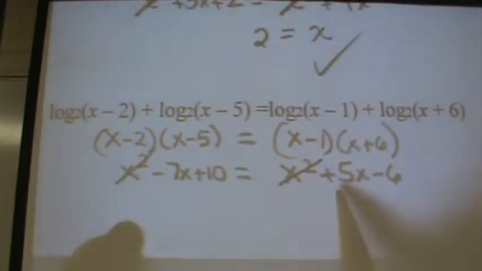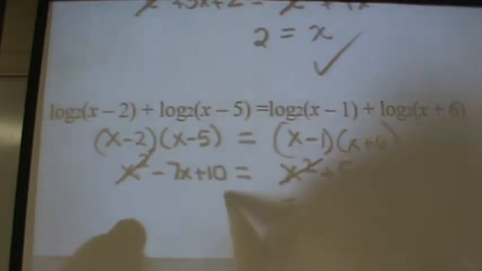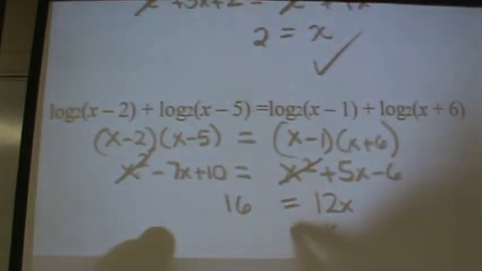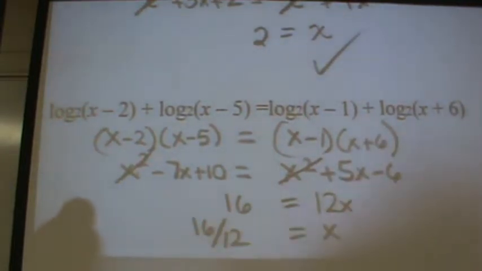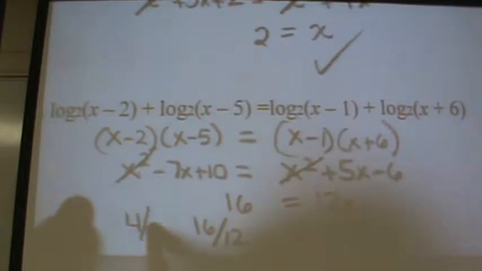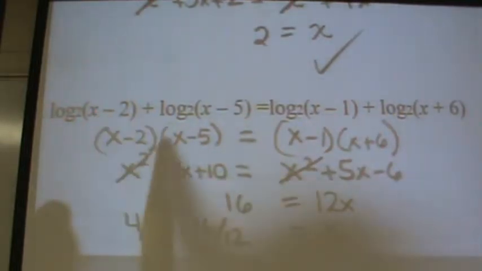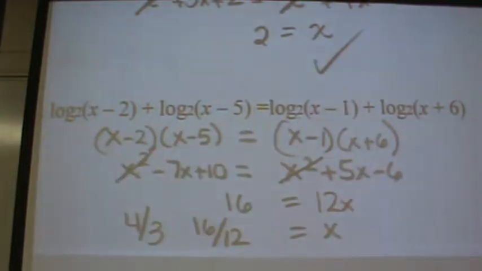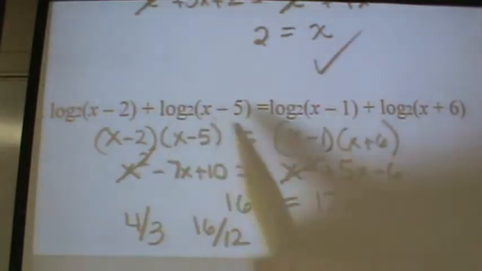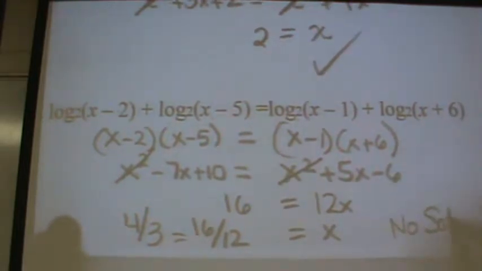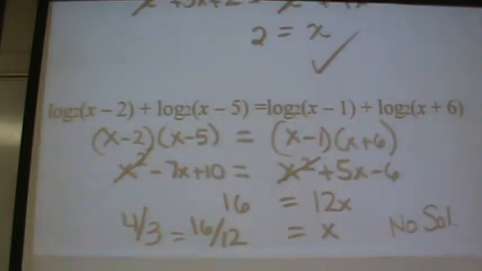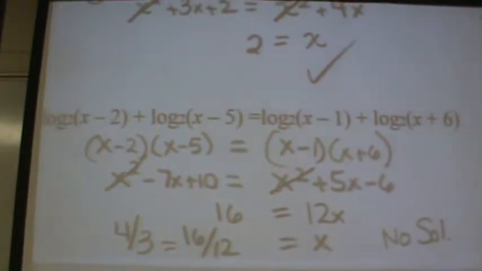If I added 7x to 5x, I get 12x. And add 6 to 10, you get 16. And your answer is 16/12. And if you reduce it by 4, you get 4/3. Well, if I put 4/3, which is 1 1/3, right here or even here, you're gonna get negatives. Negatives here. So there is no answer on this one. There is no solution. Questions?